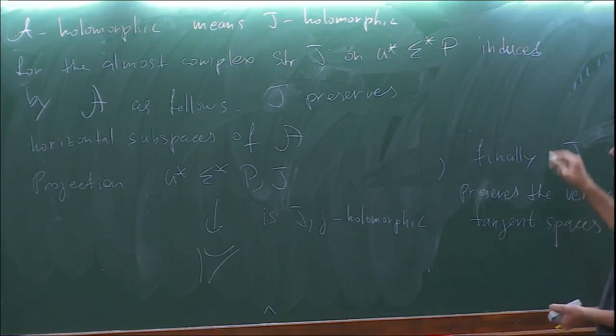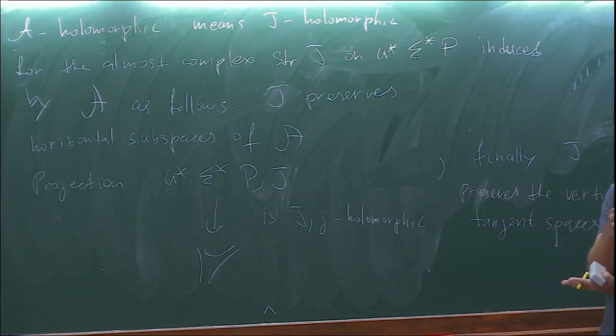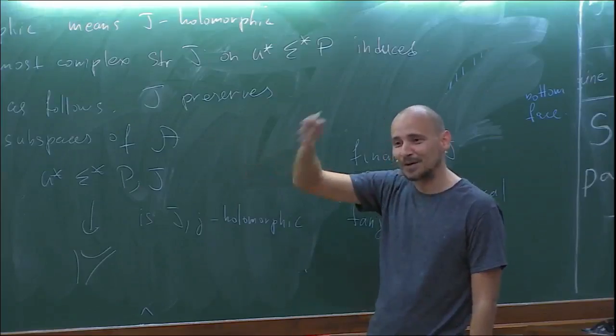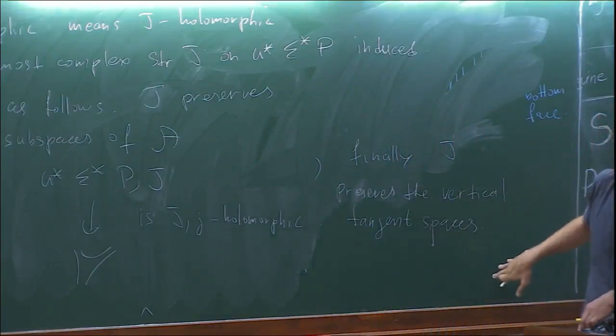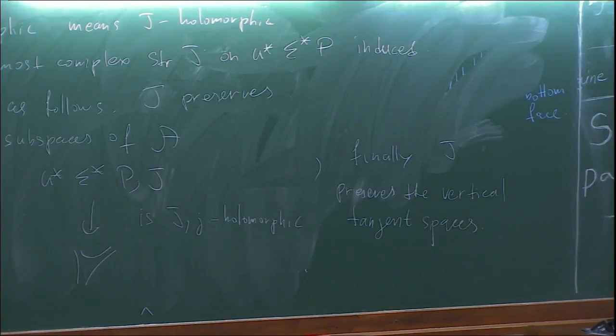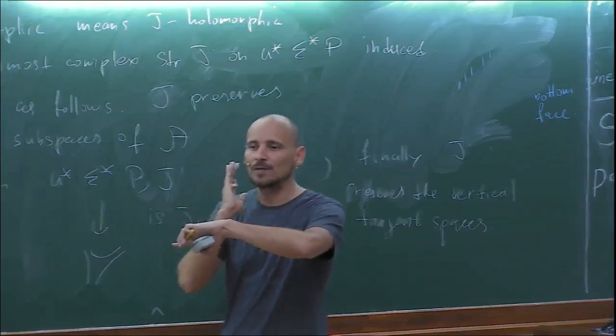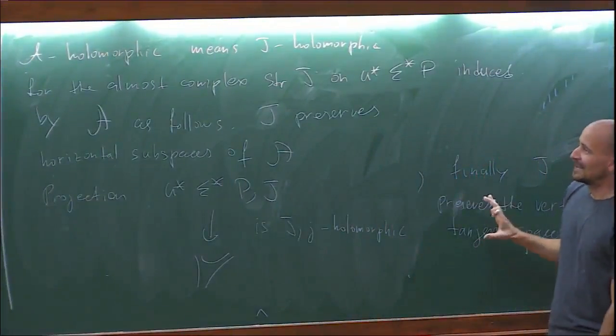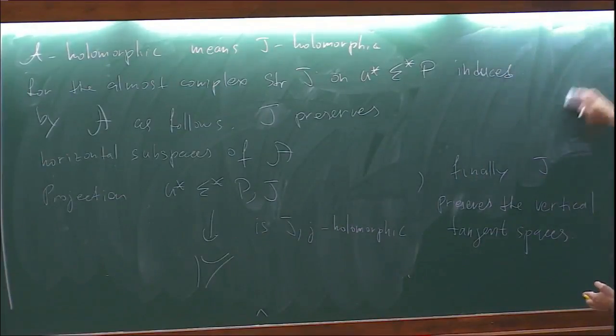These conditions don't characterize it completely because, in principle, I could vary my J in the vertical tangent bundle. These conditions uniquely determine J on the horizontal spaces, but on the vertical tangent spaces I have some freedom. You pick any J which has this property. Strictly speaking, the choice of J on the vertical tangent bundle should be specified in advance and fixed once and for all. Anyway, this is what A-holomorphic means.